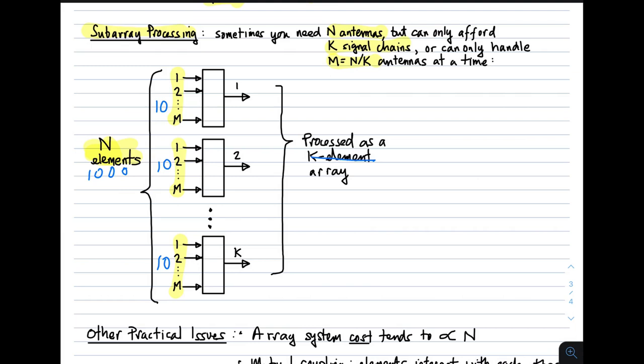engineering. And it, of course, has the downside that dealing with 10 elements at a time and then those beamformed outputs separately reduces the flexibility you have. So this is not a free lunch. There are, in fact, several limitations of this, which are addressed in separate lectures.